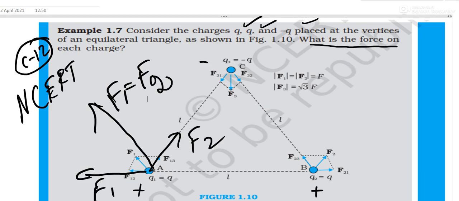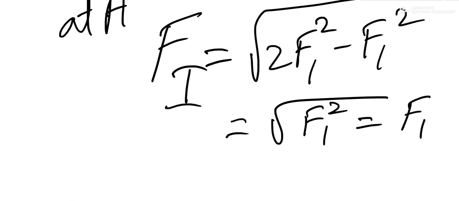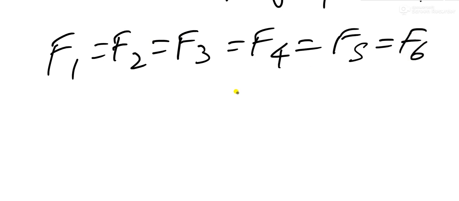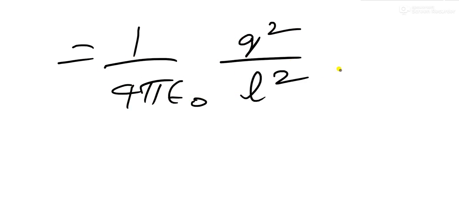Okay. Now we will see how much is produced at B. Actually, in the initial case I have taken F1, F2, F3, F4, F5, F6, six forces. Actually all the forces are equal. It is going to be F, because we are not going to take a negative sign, only positive. So everything is going to become 1 divided by 4 pi epsilon naught Q square divided by L square. It is the common value for all the forces, F.